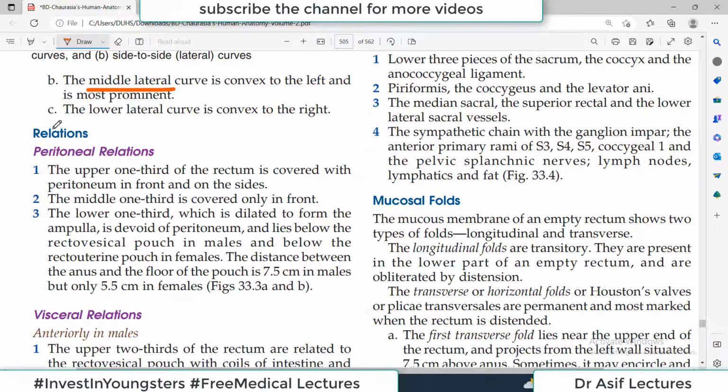Now relationships. There are peritoneal relations and there are visceral relations. Now, regarding the peritoneal relations, the upper 1/3 of the rectum is covered with the peritoneum in front and on the sides as well. So the upper part of the rectum, this is actually roughly about 1/3 of the rectum, in the upper portion is covered with peritoneum on the front as well as on the sides.